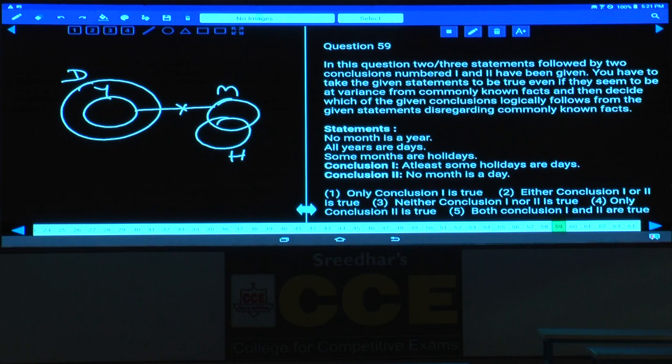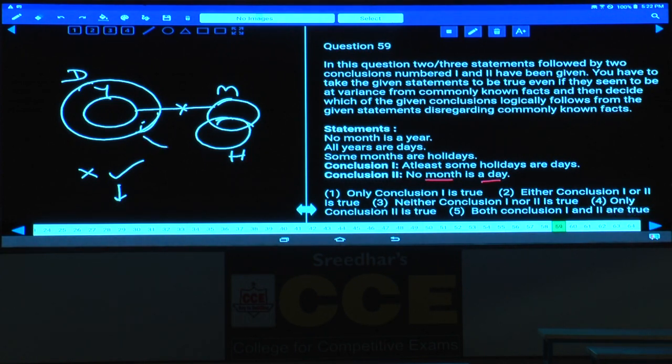Now first conclusion. Some holidays are days is false, because these are holidays and these are days. That is false. Second one, no month is a day. No month is a day is definitely true. Now the second conclusion is true. As it is a negative conclusion, to make this one false, we need to check out its complementary pair. What is the complementary? No month is day. Now we need to check out some months are days or not. Now month and day.